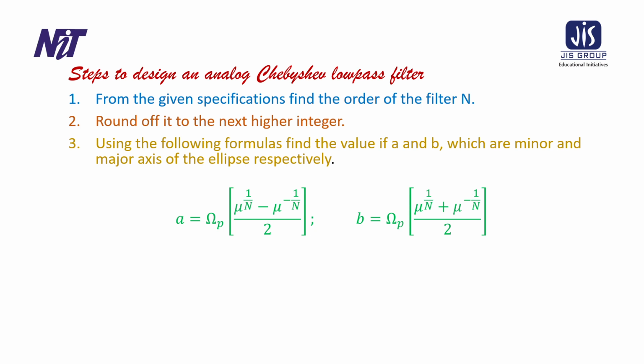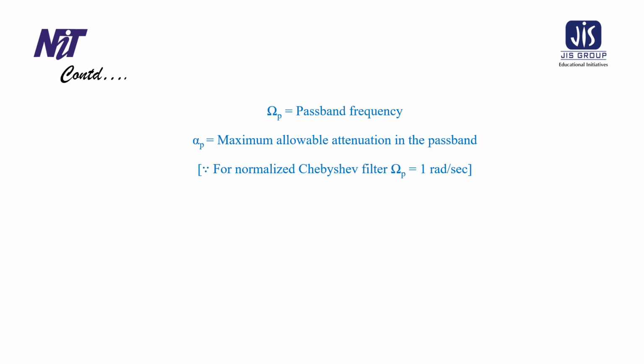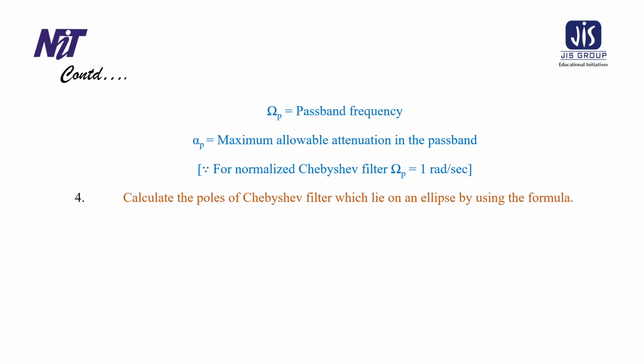A equals omega p times (mu to the power 1 by n minus mu to the power minus 1 by n) divided by 2, and B equals omega p times (mu to the power 1 by n plus mu to the power minus 1 by n) divided by 2, where mu equals epsilon to the power minus 1 plus root over of 1 plus epsilon to the power minus 2, and epsilon equals root over of 10 to the power 0.1 alpha p minus 1, where omega p equals the passband frequency and alpha p equals the maximum allowable attenuation in the passband. For a normalized Chebyshev filter, omega p equals 1 radian per second.